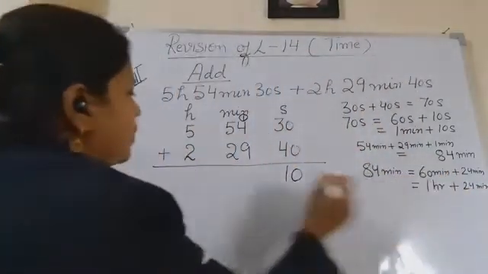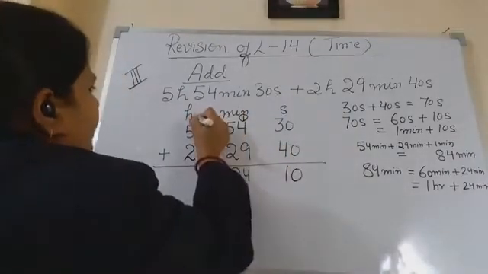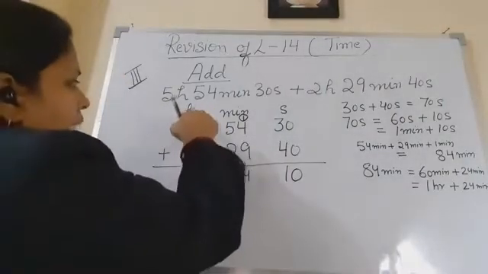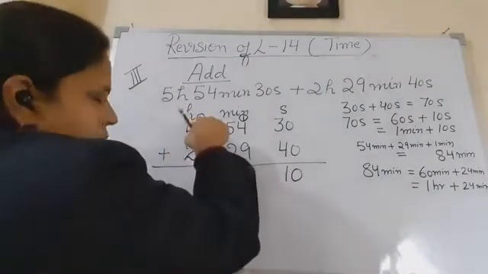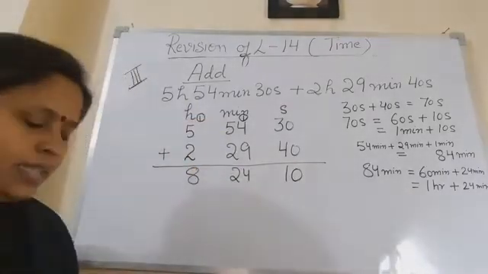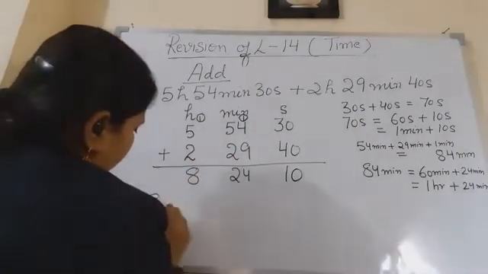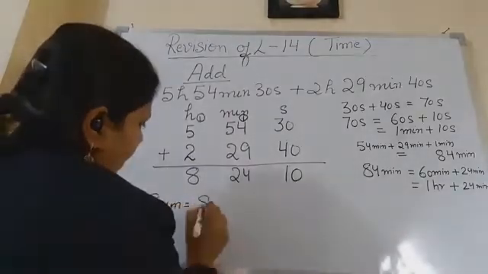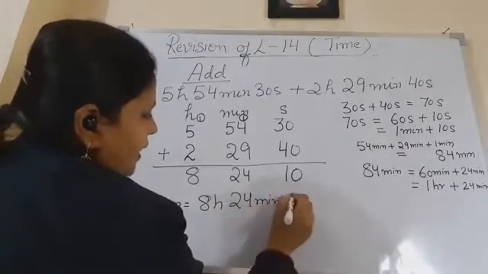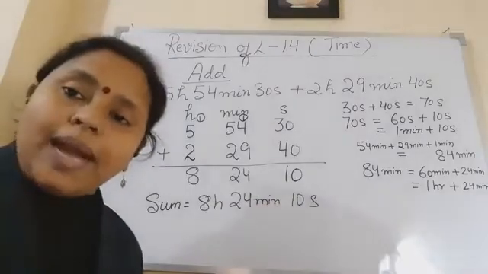Now this 24 minutes we will write in the minute column, and this 1 hour will be carried down to the hour column. So now we will add all the hours. 5 plus 1 is 6, 6 plus 2 is 8. So what is our answer? Our sum of these two times is equal to 8 hours, 24 minutes, 10 seconds. I hope you have understood how to add the time.